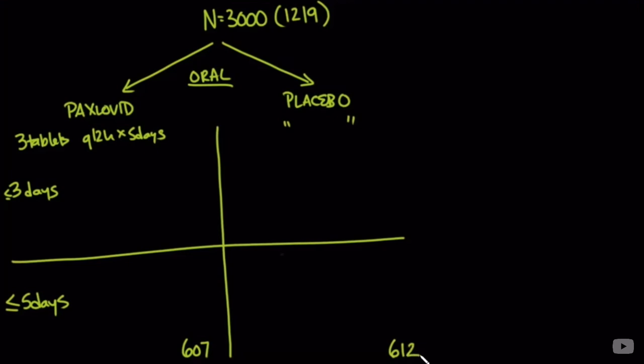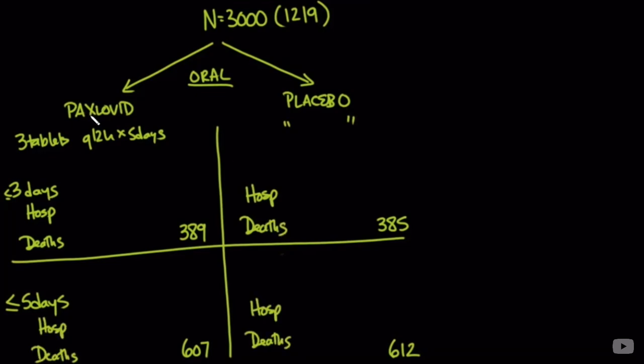But if we narrowed it down and looked at a subgroup analysis of those that got to them early enough at less than 3 days, it was 389 in that group and 385 in the placebo group. Now let's take a look at hospitalizations and deaths in each of these groups. In the PAXLOVID group, those that had symptoms for equal to or less than 3 days, there were only 3 people that were hospitalized in that group.